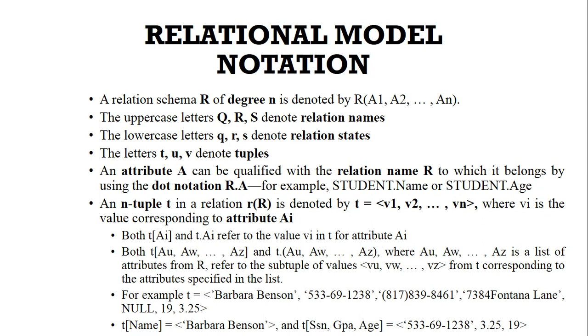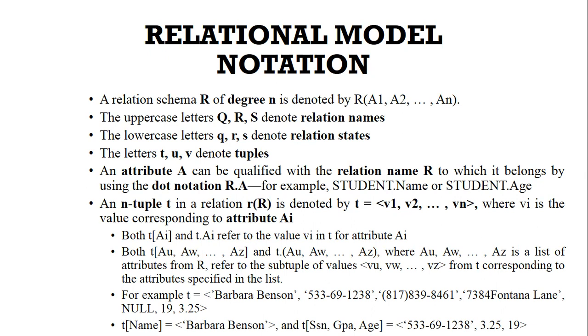Both t[Au, Aw, up to Az] and t[Au, Aw, up to Az], where Au, Aw, up to Az is a list of attributes from R, refer to the subtuple of values <vu, vw, up to vz> from t corresponding to the attributes specified in the list.